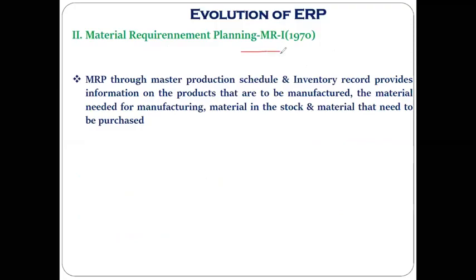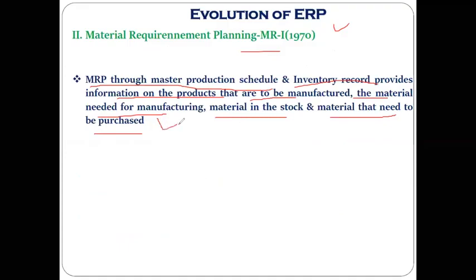I would refer to it as MRP1, which was started in 1960. So using the MRP, I have mentioned here, through the MRP, the master production schedule can be built and inventory records provide the information on products that are to be manufactured, the material needed for the manufacturing, material in the stock, material that needs to be purchased, etcetera.